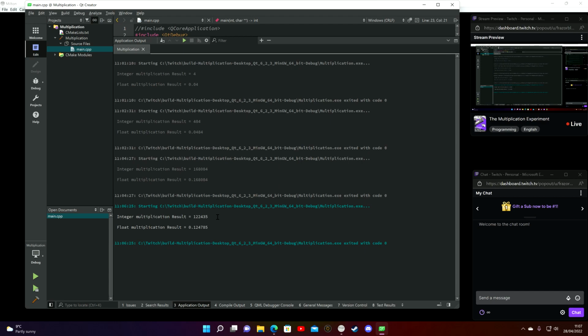Well, they can, because the integer multiplication result is correct. And I know it's correct. But what about this floating point multiplication result? Is that correct? Well, do the multiplication, find out. What is the correct result?